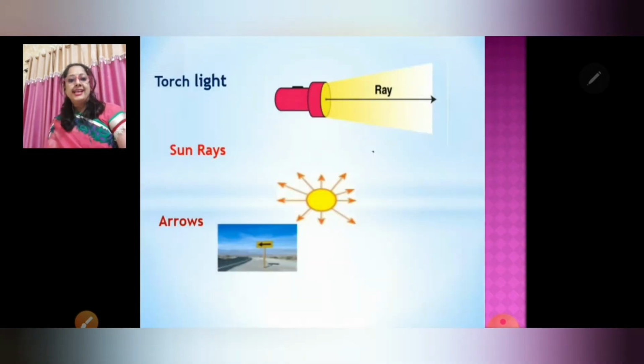These are some examples of rays. A beam of light coming from a torch can be compared to a ray, as it has a definite endpoint and it goes on continuously in one direction only. Similarly, sun rays are also examples of rays. Children, you must have seen the symbol of an arrow showing direction at the side of the road. That is also an example of a ray.